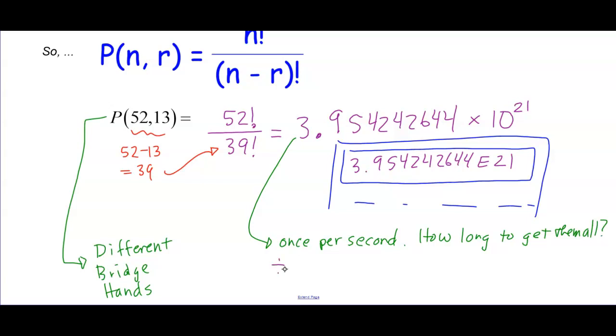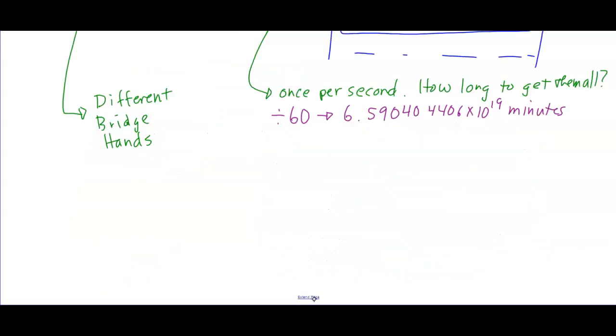So let's divide by 60 to get minutes. Okay? So you take that number on your calculator, you press divide by 60, and it's still scientific notation. It's 6.590404406 times 10 to the 19th minutes now. Okay, well, it still doesn't really tell me how long it is. I don't have a feeling for it. So let's divide by 60 again, and let's get hours. Well, it's still a really big number. Okay, so I still don't really feel like I know what I'm talking about.